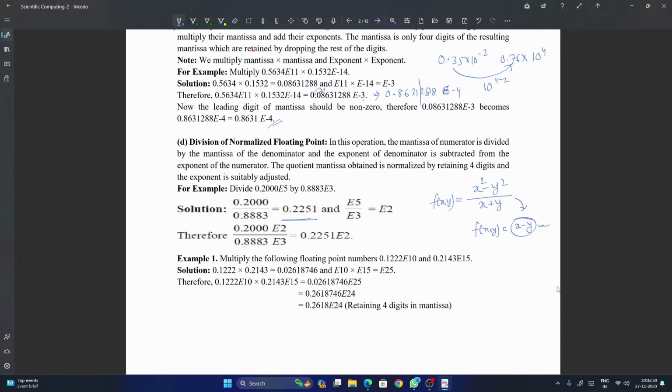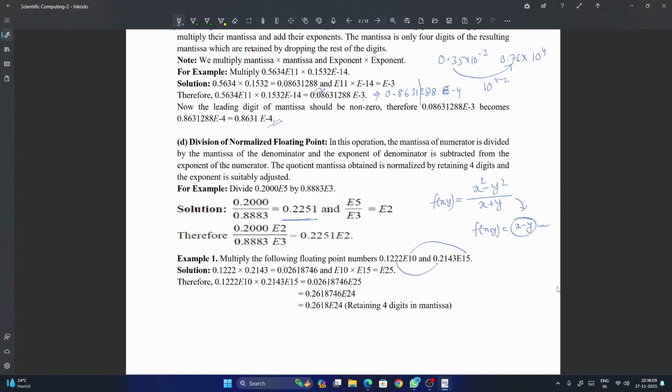Here is one very simple problem. Multiply the following floating point numbers. Two numbers are given, and you all know how to multiply them: multiply the mantissas and add the exponents. Adding the exponents you get 25, and multiplying the mantissas you get 0.026184746, but this is not a normalized form.